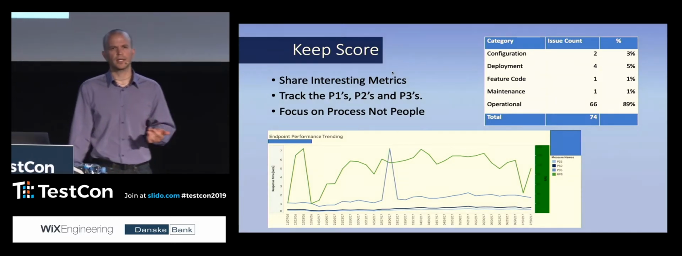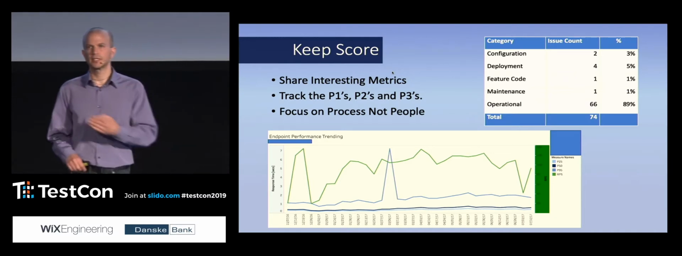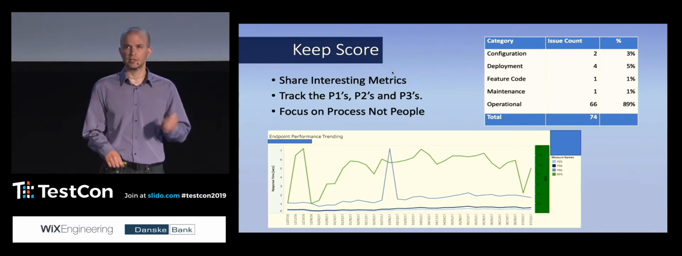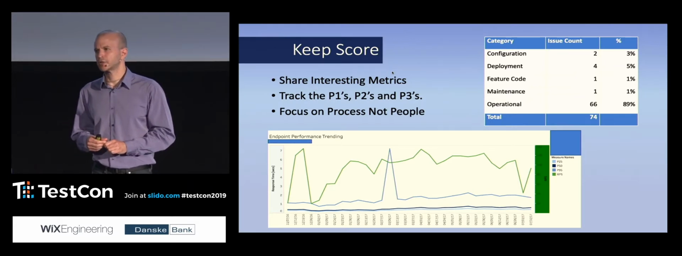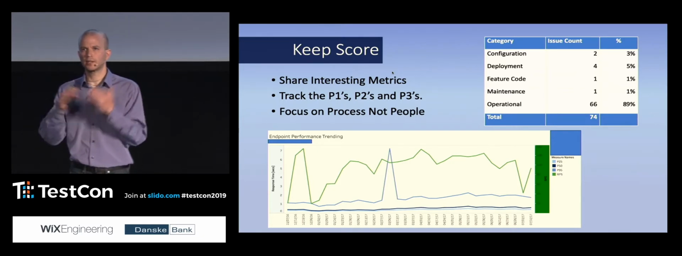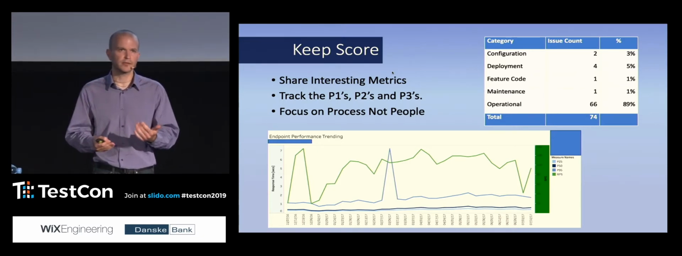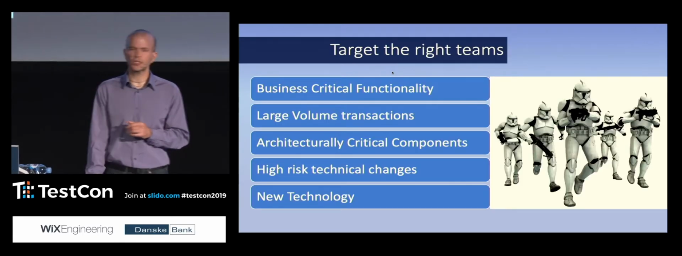A key way to do that is to keep score, present interesting metrics, and present reports that are relevant to the teams and relevant to the business. When teams don't even know what the performance is, they're not going to be very interested. But as soon as they know, it's in front of everyone. It's data-based decisioning.